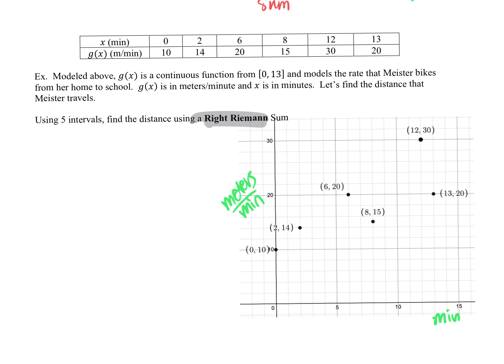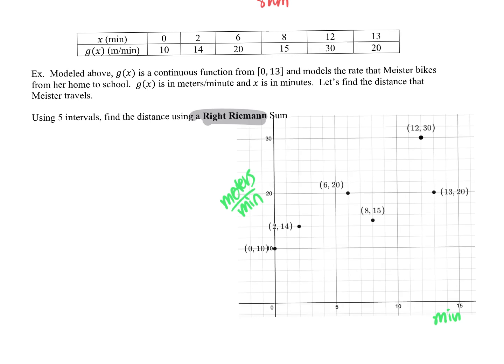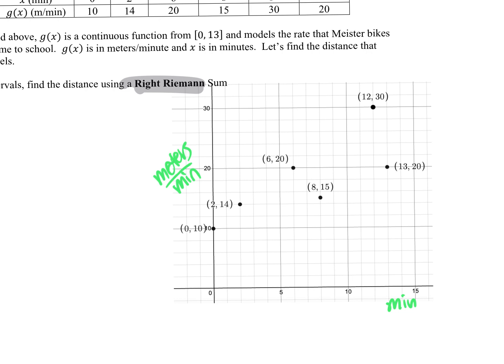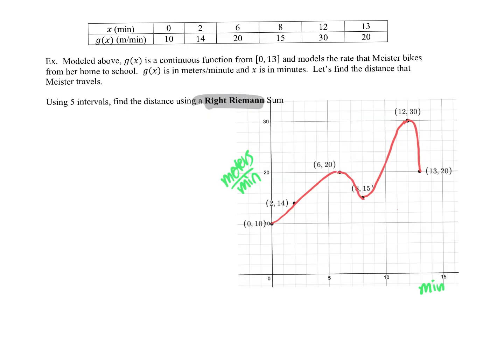I specifically gave you this huge graph because I want us to draw a right Riemann sum for the first time. Go ahead and connect the dots. Don't go linear. Go nice and curvy. Connect them. This is a little awkward, so I'm here to help you. We need to draw a right Riemann sum. We need 5 rectangles, so I specifically gave us these points.